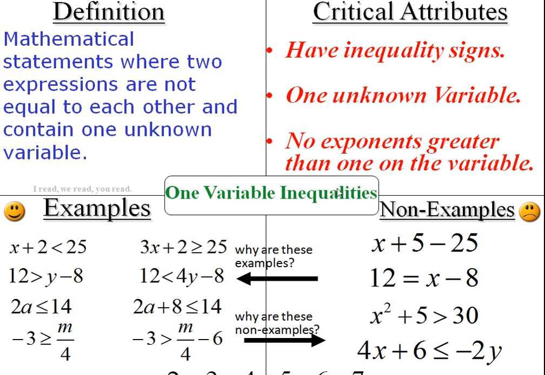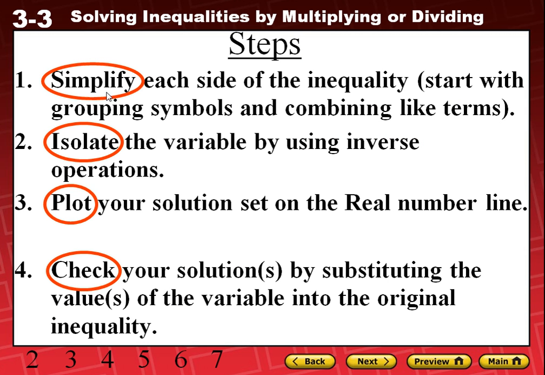We know what one variable inequalities are, so you already have definitions, examples, and non-examples, and we know that they have inequality symbols and one variable or one unknown. Our steps, once again: simplify, isolate, plot, and check. We're going to continue using those.